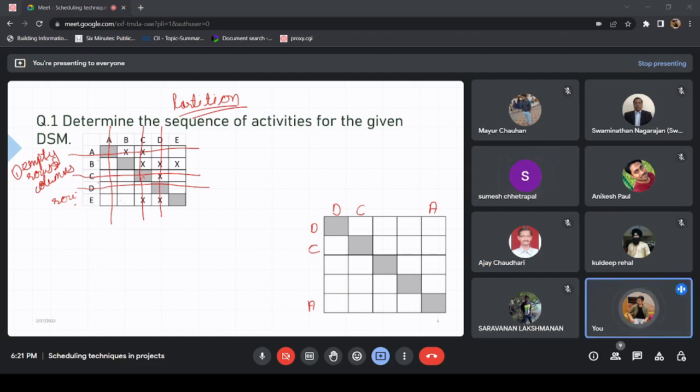See, we looked out for empty column, right? If it is an empty row, we bring it to the beginning. We bring it towards this end, which we have started with. And if it is an empty column, we move it towards the bottom end. Like we didn't place A at the third point, we placed A at the fifth point, right?